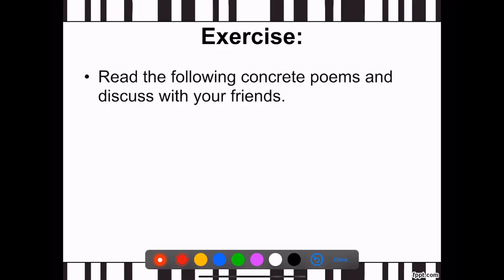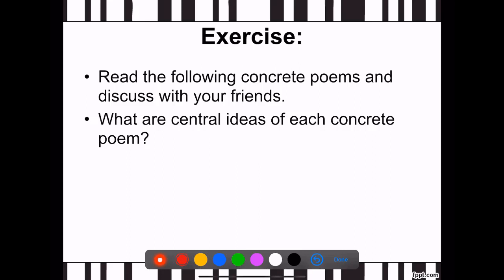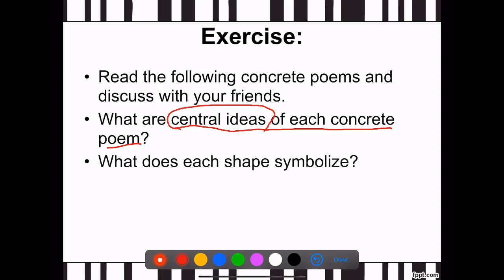Now, exercise. Read the following concrete poems and discuss with your friends. So, you might not have seen concrete poems that much. So these are some of the examples, okay? And when I show you the examples, I want you to think carefully of the central ideas of each concrete poem. So, easy. What does the shape look like to you? Okay. And what do you think the author is trying to say using this shape? Okay. What does this shape symbolize?